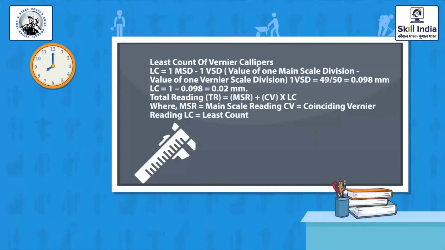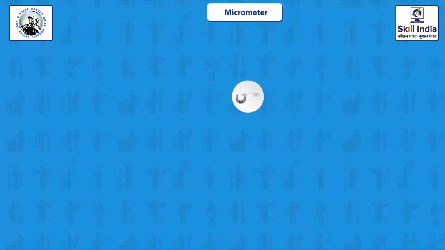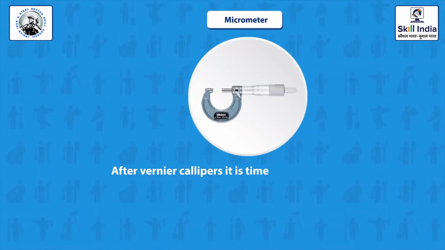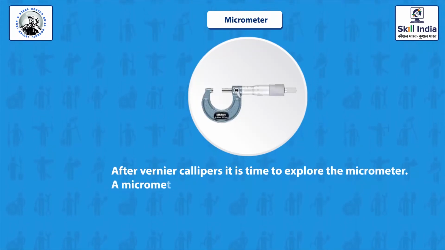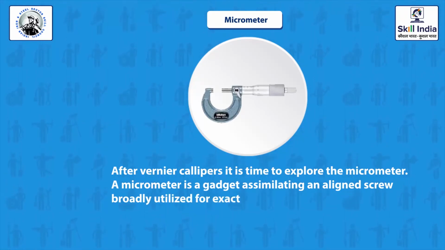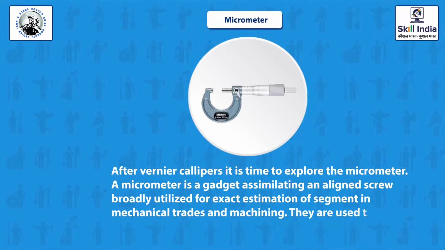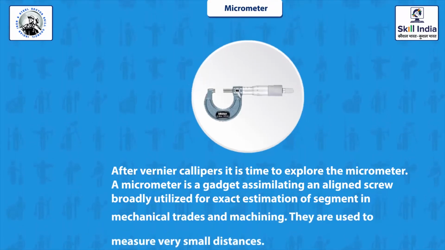After learning about parts, we will now see how to calculate the least count of Vernier calipers. Once you use Vernier calipers to measure a reading, you will get a better idea. After Vernier calipers, it is time to explore the micrometer. A micrometer is a gadget incorporating a calibrated screw widely used for the exact measurement of components in mechanical trades and machining. They are used to measure very small distances.